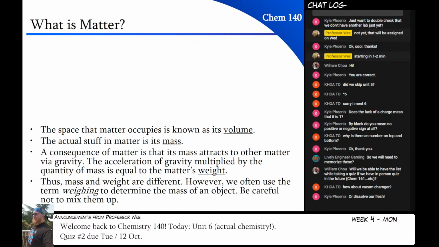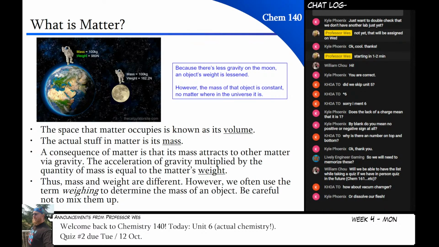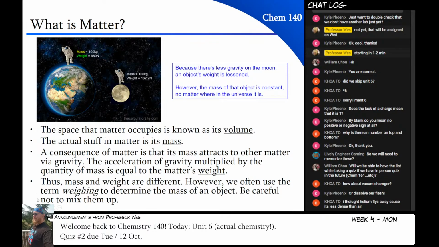All right. There's going to be a picture of a guy on the moon here. We're going to talk about these terms. Volume is the space that matter occupies. That's the wrong command. I want this one. There we go.